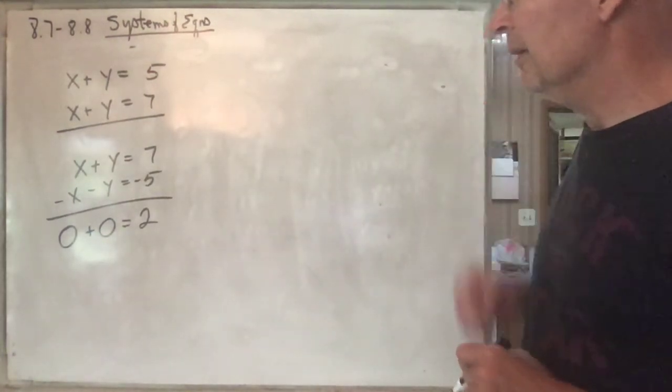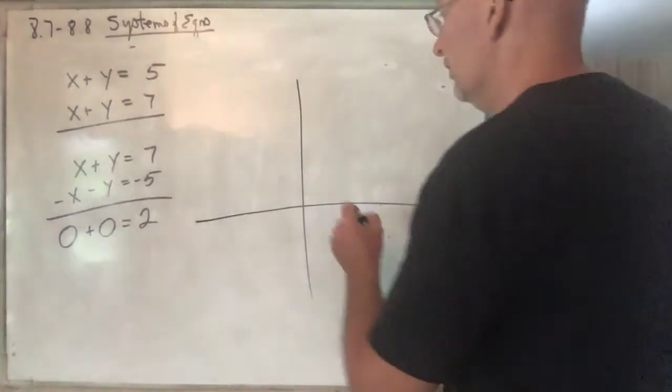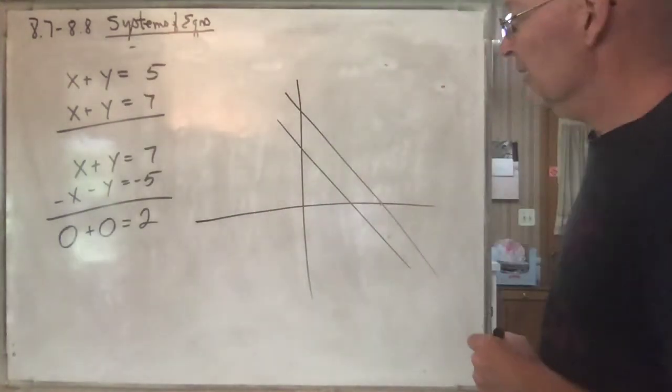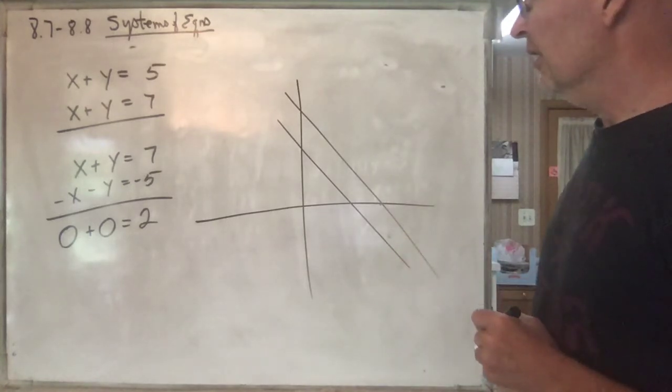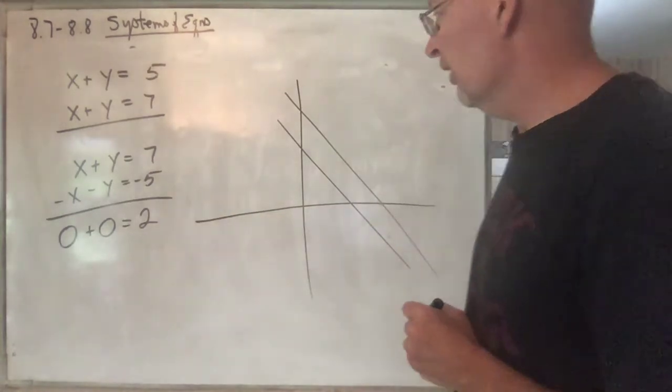How can that be? Well, that can be because if you were to graph these two, you're just going to get two lines that look like this. Notice that there's no point of intersection there at all. They're parallel lines, so there's no solution. And so that's what happens when you have parallel lines.